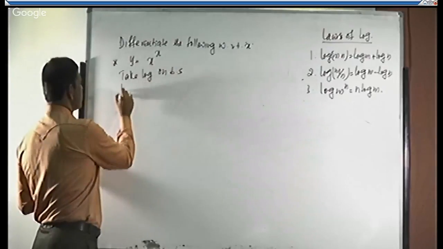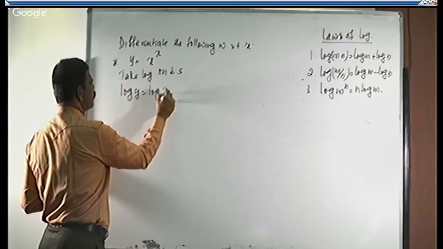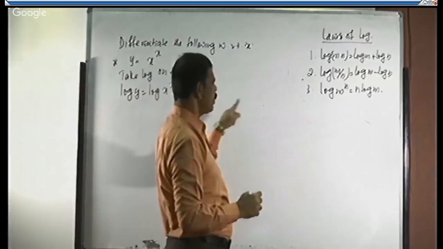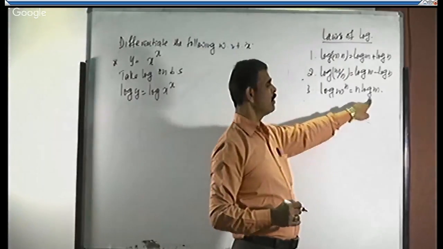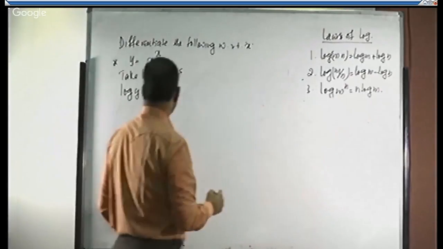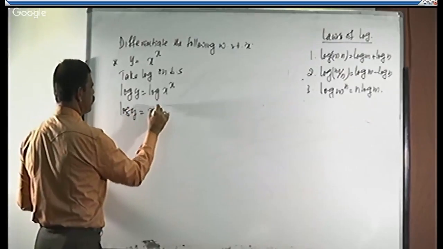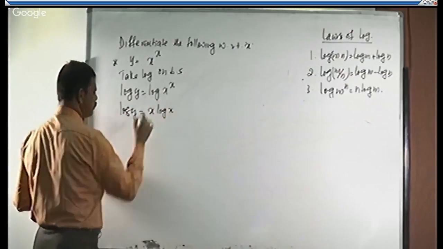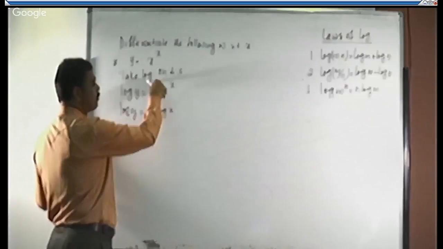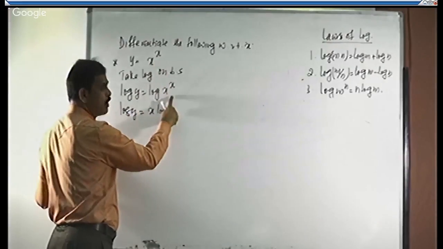It becomes log y is equal to log of x to the power of x. This is the right hand side. The right hand side is in this form, correct? Log m power n is what? n into log m. According to that, log y is equal to x into log x. See this, it is differentiable, correct? Up to this, it is not differentiable. After taking log on both sides, it will not be differentiable.